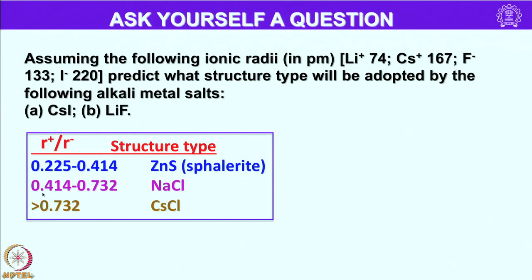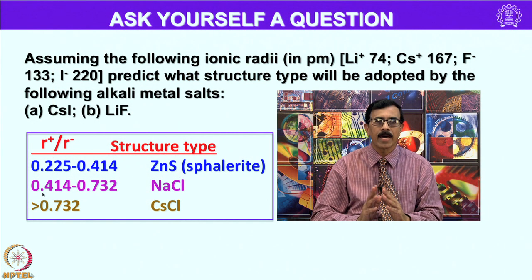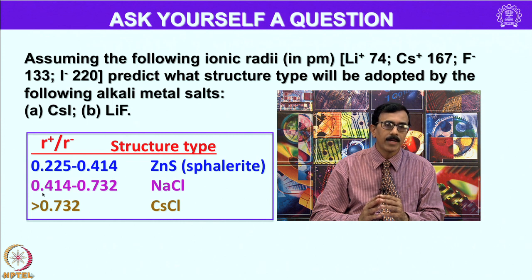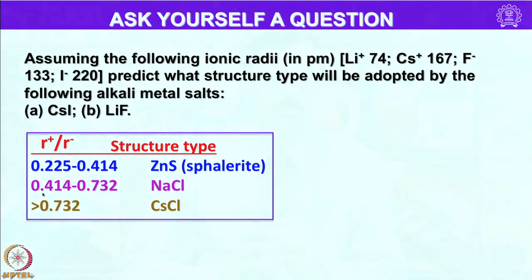So, now another question is there. Assuming the following ionic radii in picometers are given, for example, lithium plus is 74 picometer and cesium plus is 167 picometer, and also for fluoride it is 133 picometer and iodide it is 220 picometer. Using this data, predict the structural types of cesium iodide and lithium fluoride.